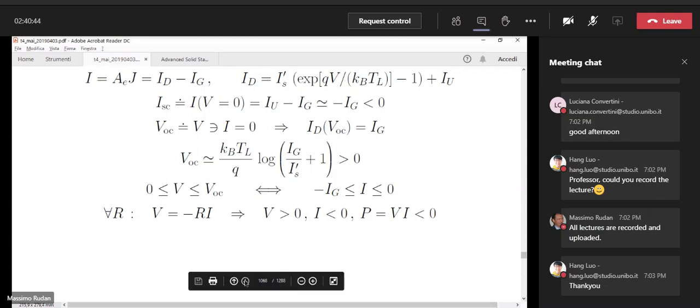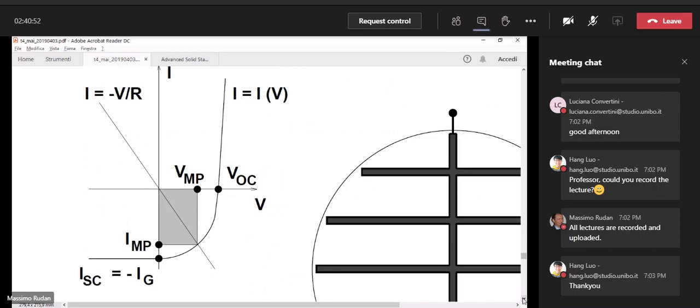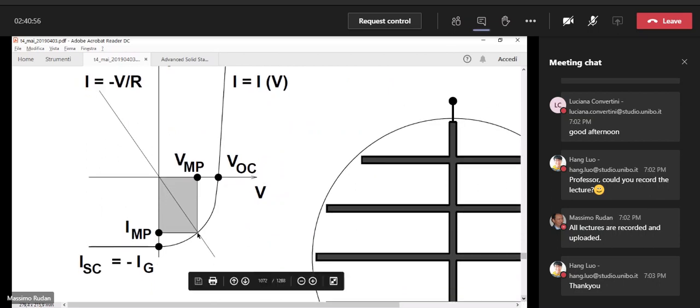Given that, we may try to improve the description by observing that for a given working point, the power provided by the solar cell to the load resistor is the product VI, that is the area of the rectangle indicated in the figure. So this area in modulus is the power that the solar cell gives to the load. So for a given solar cell, we may think of adapting the value of the load resistance in order to maximize the power provided by the solar cell.